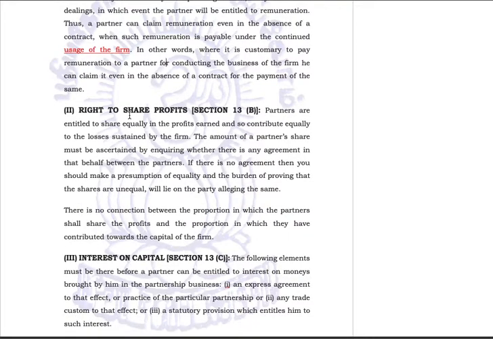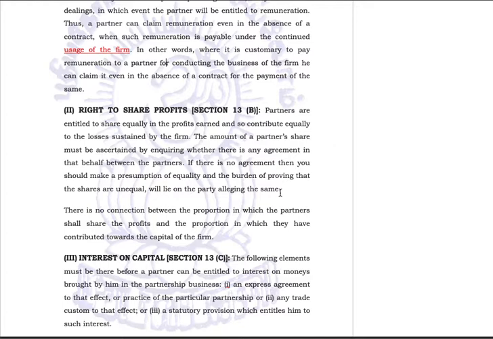Right to share profits. Partners are entitled to share equally in the profits earned and so contribute equally to the losses sustained by the firm. The amount of a partner's share must be ascertained by inquiring whether there is an agreement in that behalf between the partners. If there is no agreement, then you should make a presumption of equality. If there is no agreement, then we will presume that shares are to be distributed equally. And the burden of proving that the shares are unequal will lie on the party alleging the same.